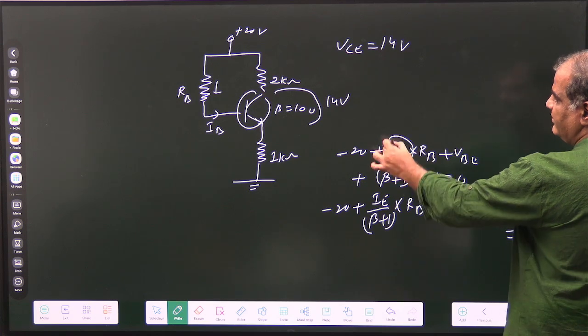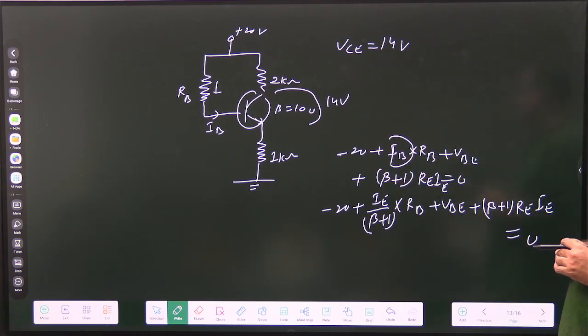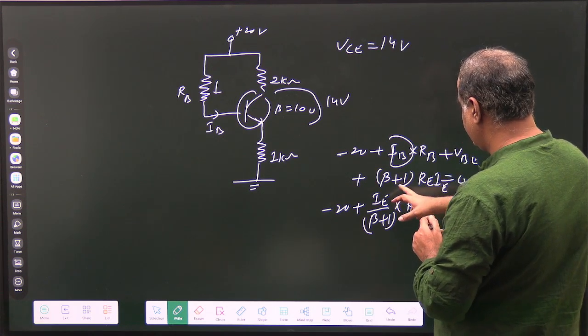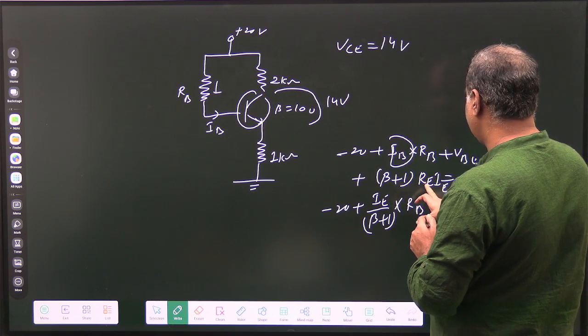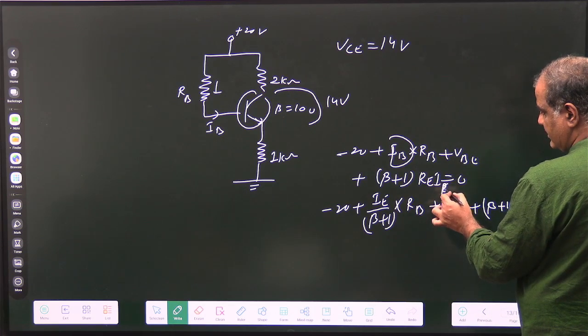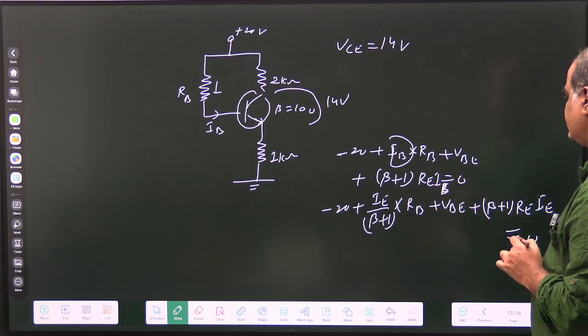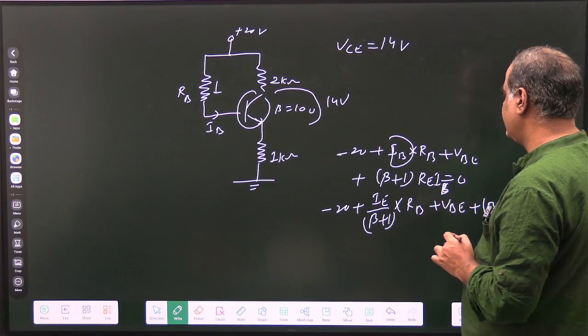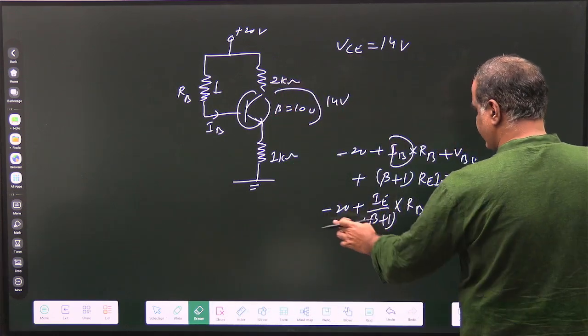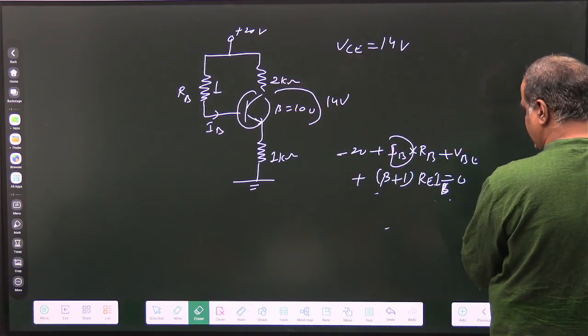IB I want to change. I want to convert it in the IE form. Beta plus 1 IE RE is written, IE is written, IB RB is written. Okay, so IB comes, but how can we find IB if RB is not given? Tell me, how will we do this?